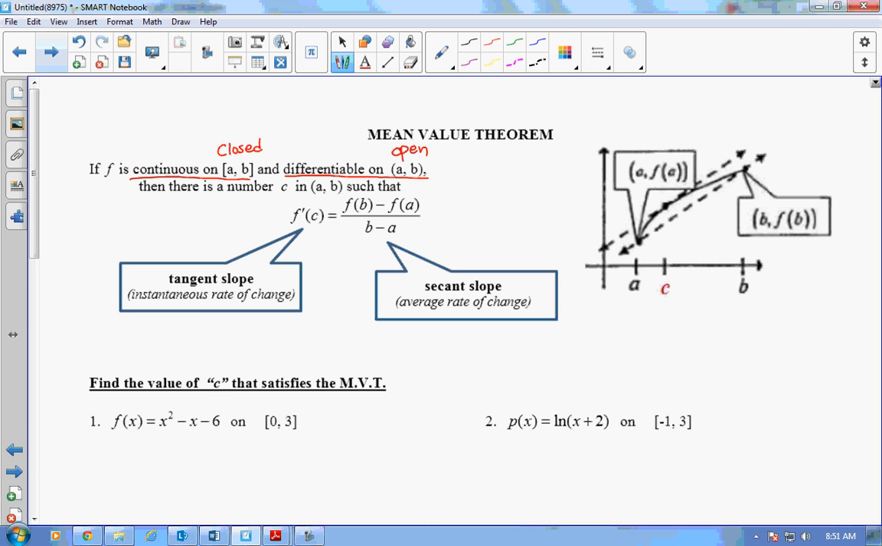The tangent slope, remember that word instantaneous, rate of change. I think you only have one box, so draw this box in on the left. And the box on the right, put in secant slope, is the average rate of change.